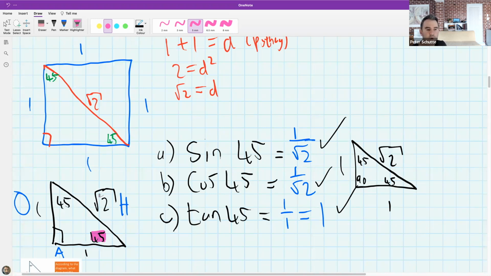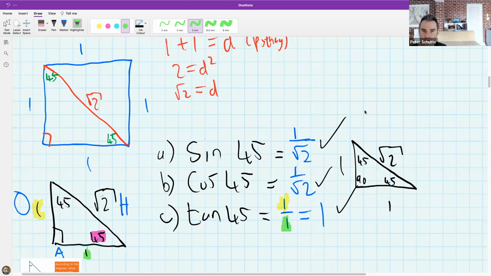And then, let's focus on tan. Tan normally is O over A. So what is O in the special triangle? It's just going to be 1. What is A in the special triangle? It's also just 1. And so the tan of 45 is in fact 1. We didn't even need our calculators to work out the values for these special triangles.